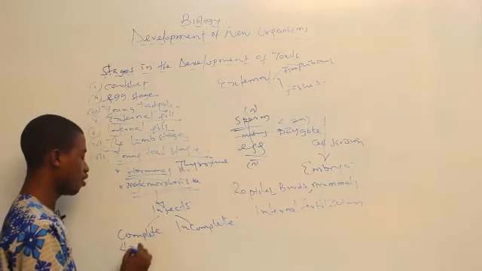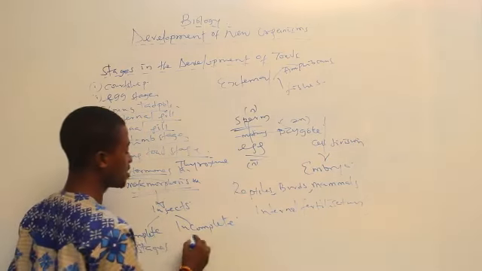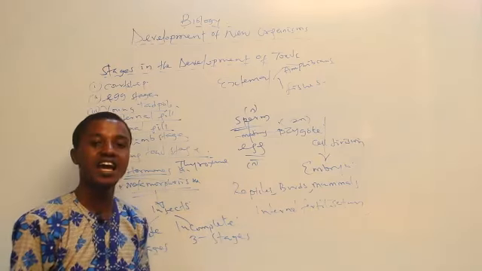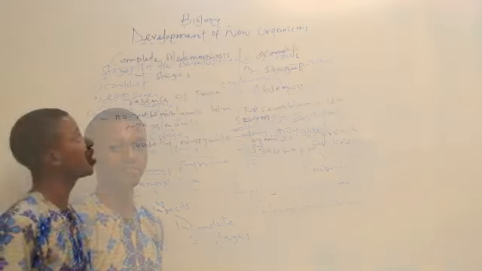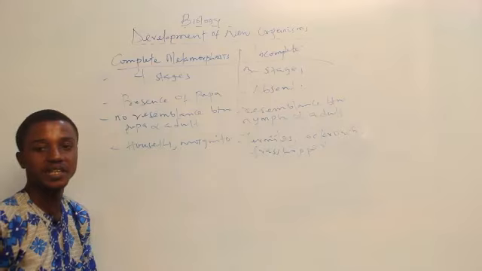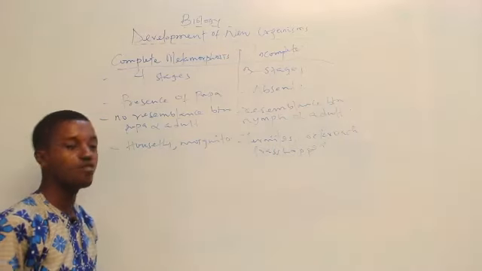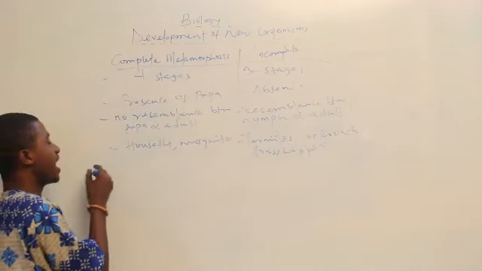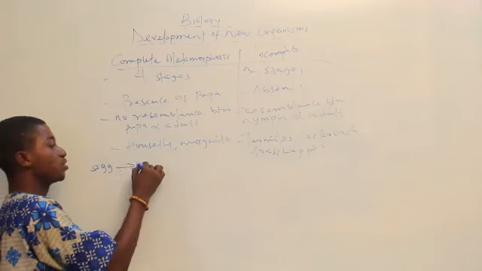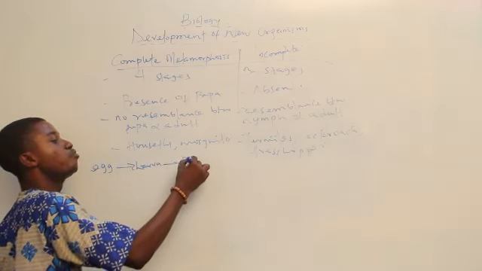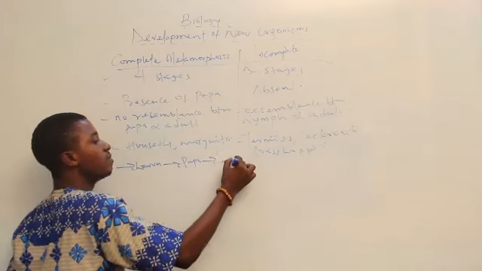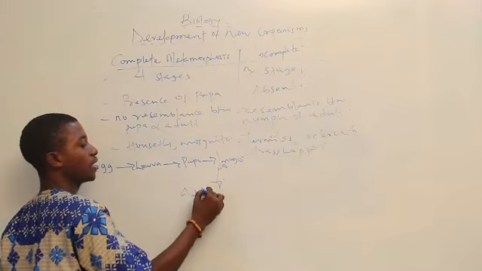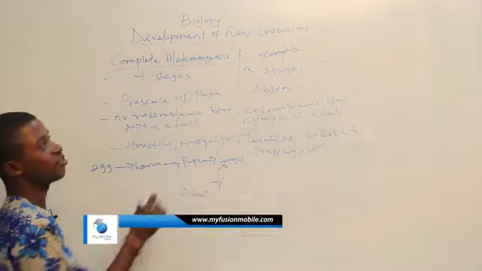The complete metamorphosis has got 4 stages. The incomplete metamorphosis has got 3 stages. We are going to be looking at the tabular differences between complete metamorphosis and incomplete metamorphosis. As I've said earlier, complete metamorphosis has got 4 stages. What are these stages? They are the egg down to the larva, down to the pupa, and down to the imago. Imago is also called adult.